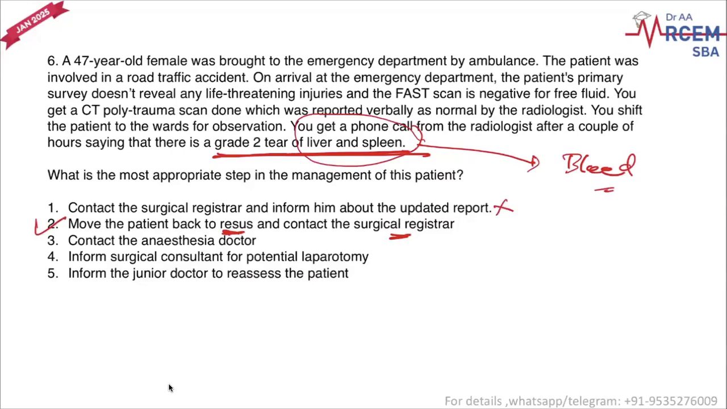Contacting the anesthetic doctor might not be required at all here. Nothing is suggestive of airway compromise. Inform the surgical consultant for potential laparotomy. Yes, you will be informing, but first you will be shifting to the resus bay. Inform a junior doctor to reassess the patient. No, it is not required. First, get the patient to the resus because you already have the report that there is an injury to the liver and spleen.